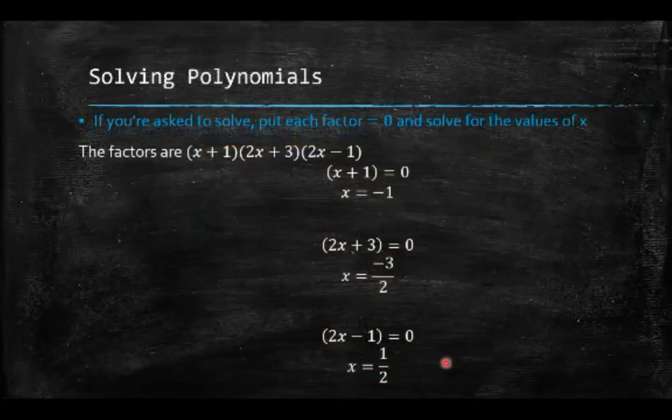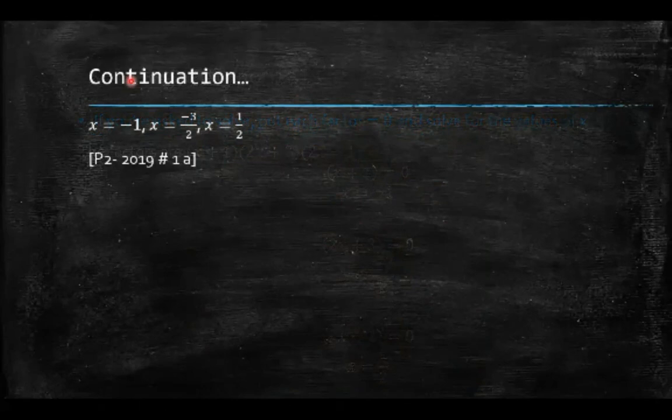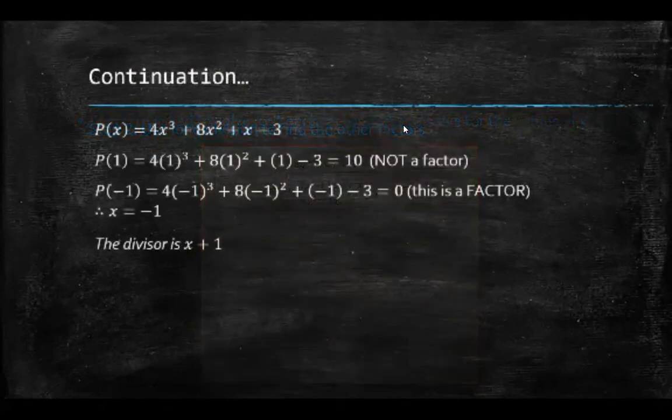If they ask you to solve, all you have to do, just like when you were solving by factorization when you're doing quadratics, you put each factor equal to 0 and you solve for x, same thing. So I have 1, 2, 3 factors, I put each one of them equal to 0, and I solve for the values of x. For this question, my answers were x is equal to 1, x is equal to -3/2, and x is equal to a half. So that's what we did last class.